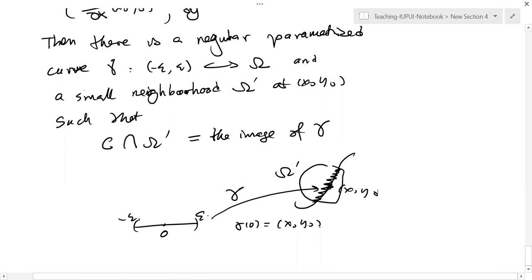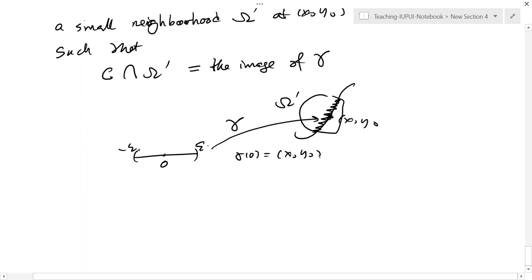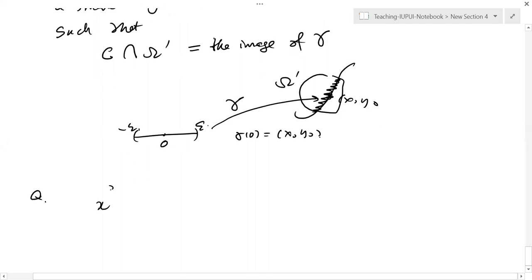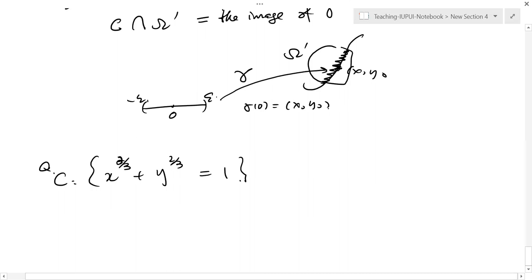So for a level curve, sometimes when we define it, we want to make sure it is indeed a regular curve. For example, like x to the 2/3 plus y to the 2/3. Look at this level curve defined by this. At every point on this curve, is it going to be the image of a regular parametrized curve? Maybe not, right?